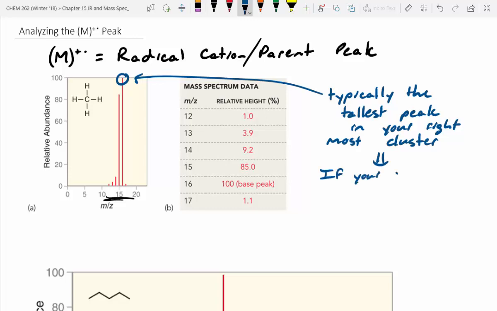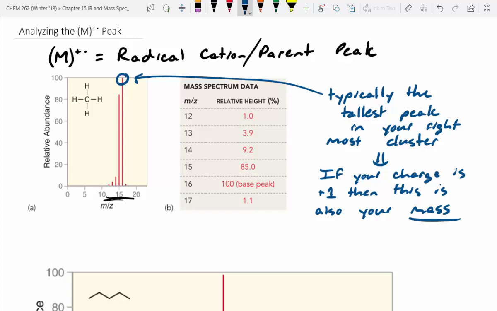And if your charge is +1, then this is also your mass. And like I said before, typically the things we're looking at only have charges of +1, so this is pretty easy and quick for us to determine the molecular weight of our compound, right?